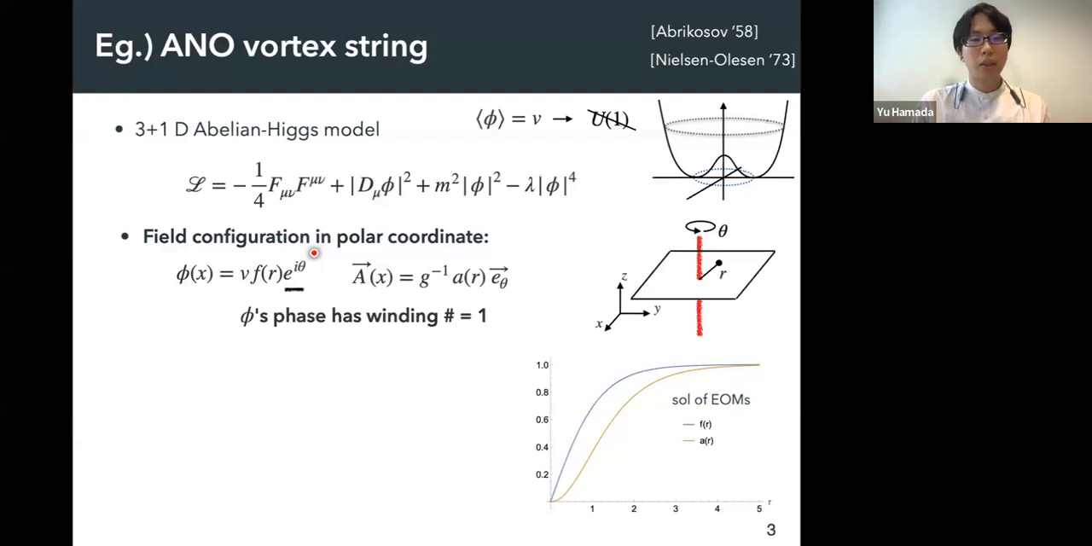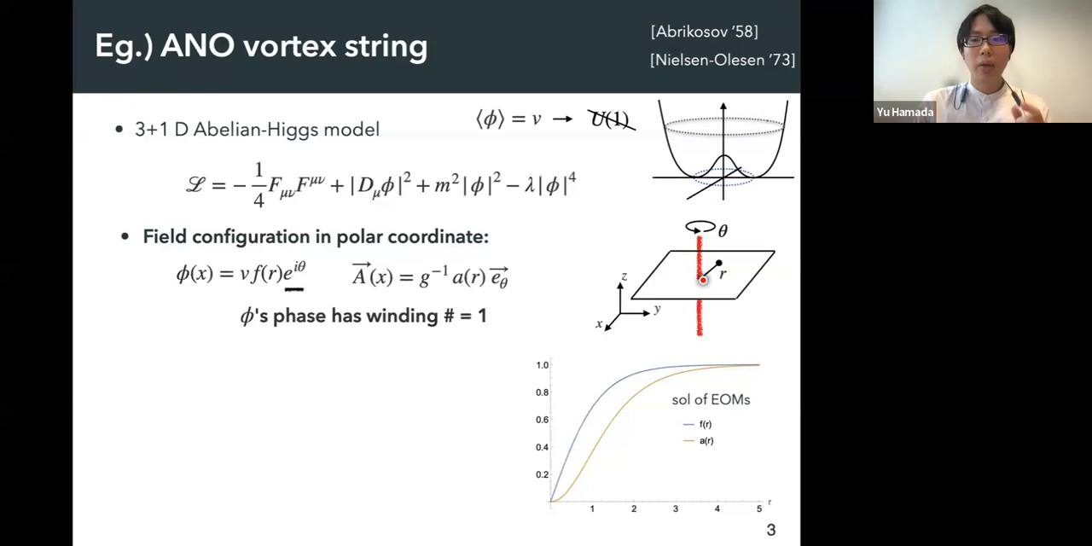Then phi is given by this one. Here v is the vev, f(r) is some function of r, and there is e^{i theta}. We also have a gauge field like this, where a(r) is some function of r. In this configuration, we can see that the phase of phi, e^{i theta}, has winding number unity. That is, the phase of phi is identified with the spatial angle theta around the z-axis.